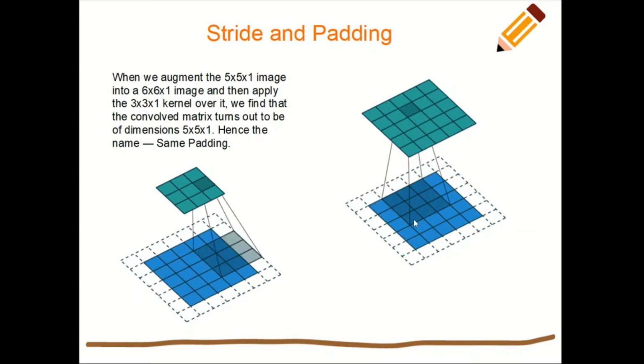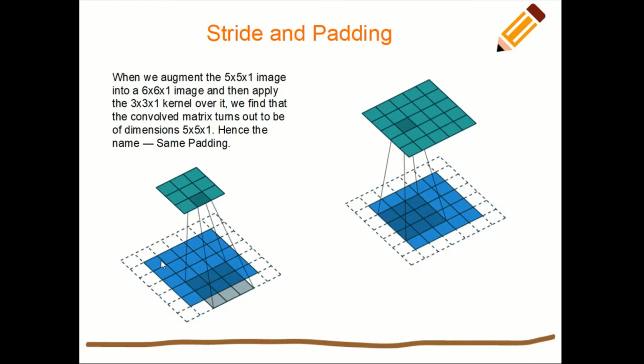Now look at this one. This particular filter is moving 1 step at a time, so stride is 1 in this case, right? If we just take this image and move the filter over it, for example, if we start here and go up till here, then we are going to have a reduced volume, a reduced shape of the feature map.